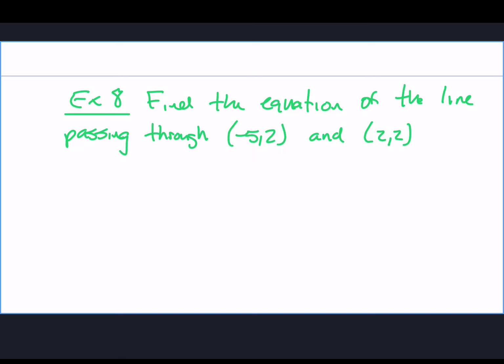Okay, how do we find the equation of this line? We need to find the slope. Tiffany says we need to find the slope. Let's find the slope. That's y2 minus y1 over x2 minus x1. Someone set it up for me.